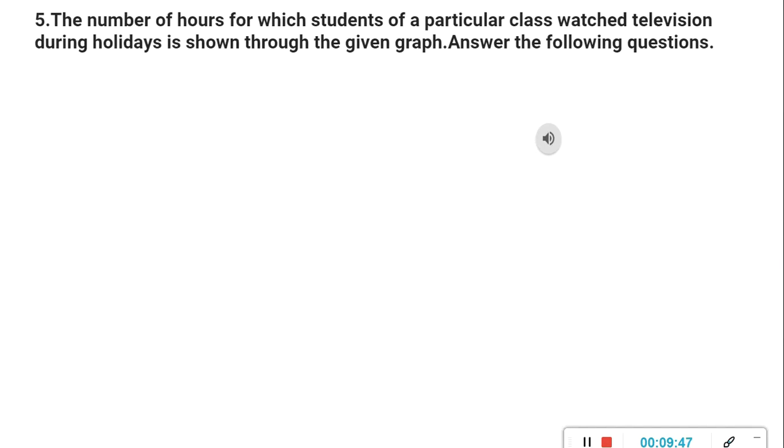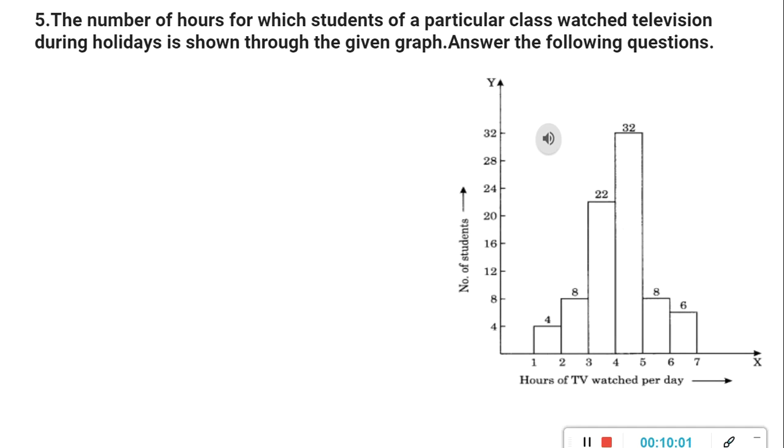Now question number 5. The number of hours for which students of a particular class watched television during holidays is shown through the given graph. Answer the following questions. First you can see the graph. What information is given? Here on the x-axis it is given hours of TV watched per day, and on the y-axis it is given number of students. So here 1 to 2 hours, how many children are watching? 4 children, isn't it? Like 2 to 3 hours, 8. 3 to 4 hours, 22. 4 to 5 hours, 32. 5 to 6, 8. 6 to 7, 6.